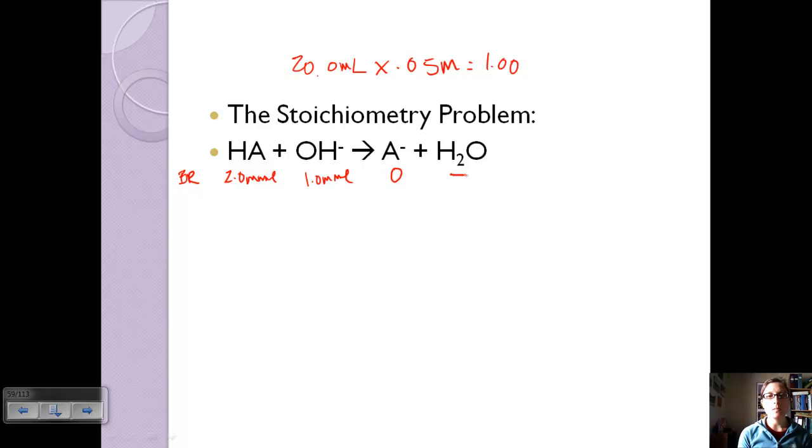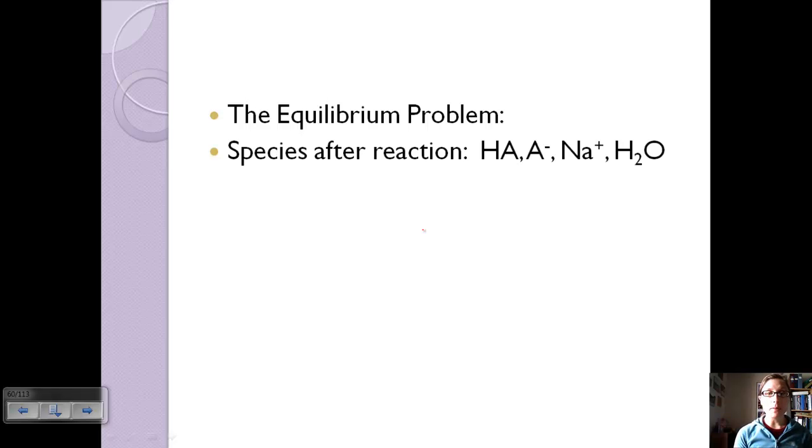We don't have any of this, and we're not including water, so here, because everything's 1 to 1, we can subtract 1 and add 1, and so this gives us an after reaction of 1 millimole of acid, no OH-, and 1 millimole of our conjugate base. So that's our stoichiometry part first. Because it's a weak acid, we've got to do both parts. Now we go to the equilibrium part.